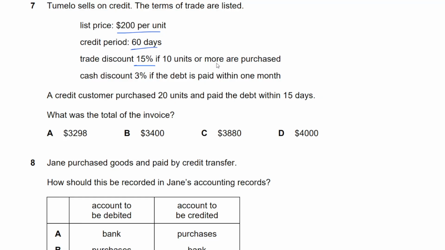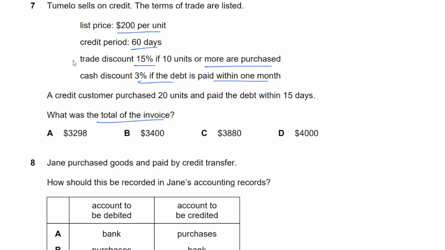Trade discount 15% if 10 units or more are purchased. 3% cash discount if debt is paid within 1 month. A credit customer purchased 20 units and paid the debt within 15 days. What was the total of invoice? Please guys, don't get tricked. Interesting question. Make sure you understand this once and for all, okay?